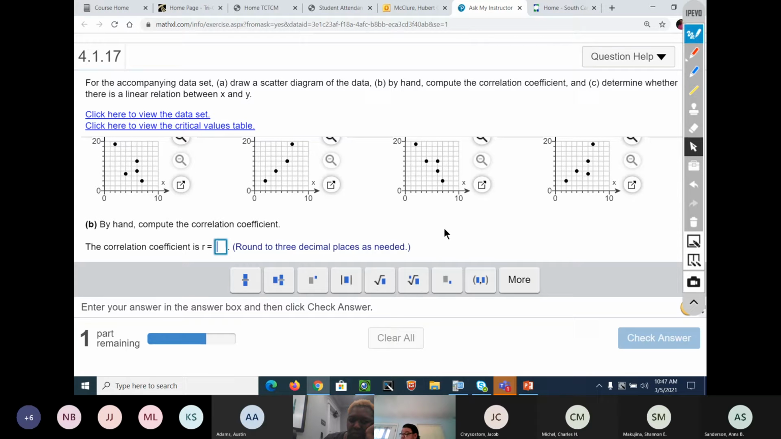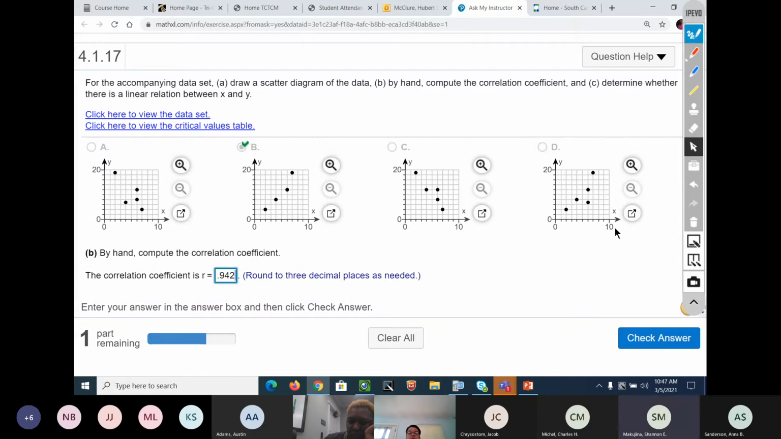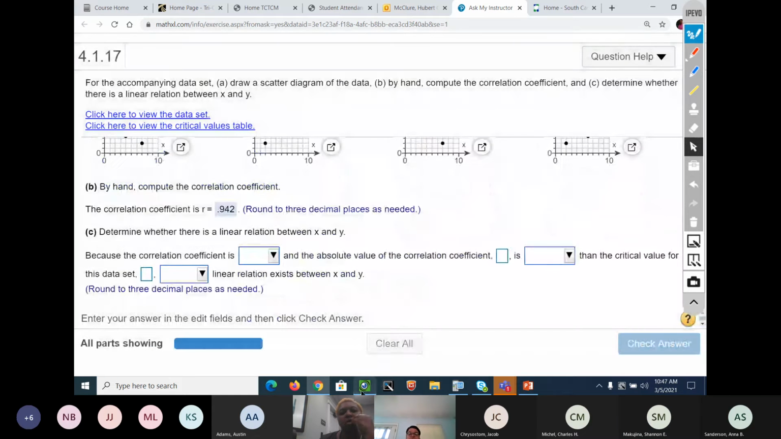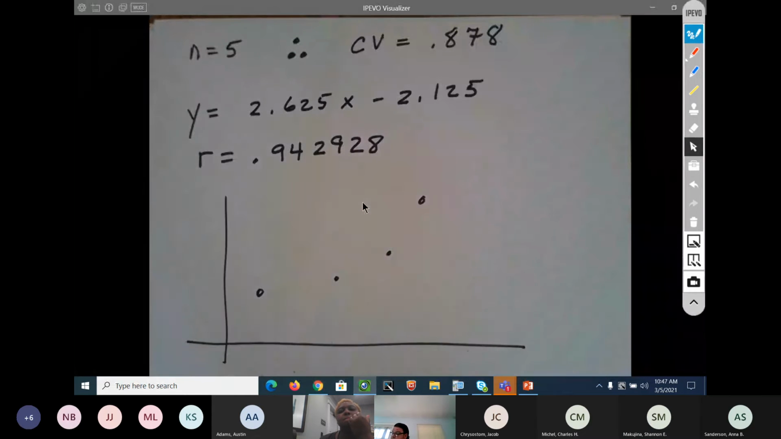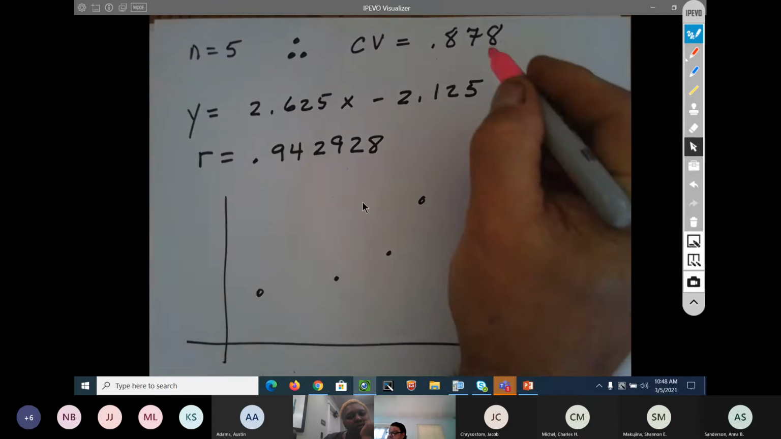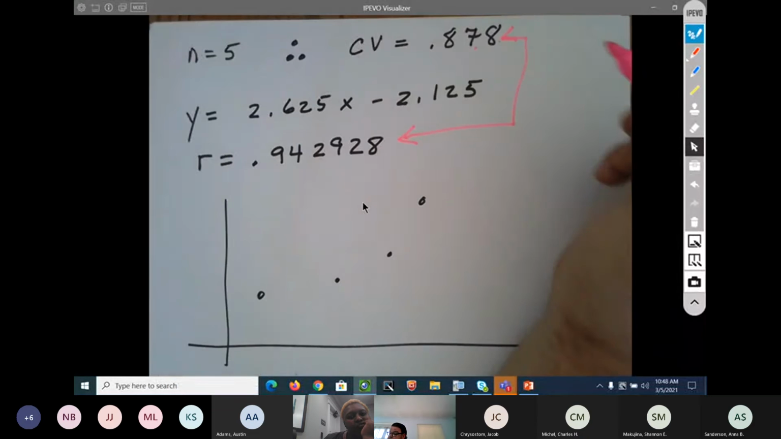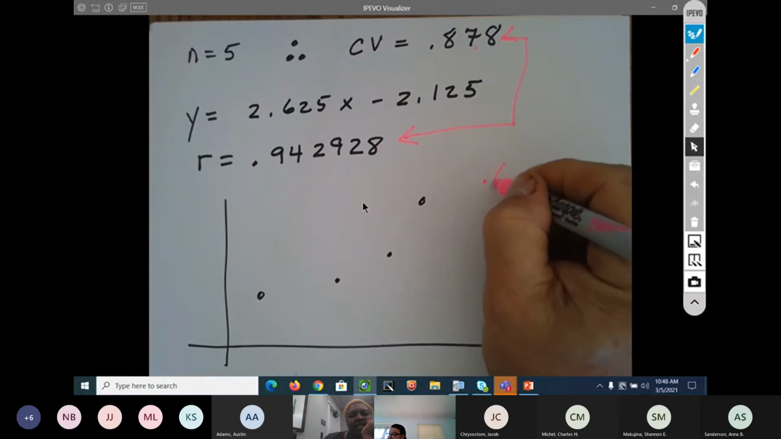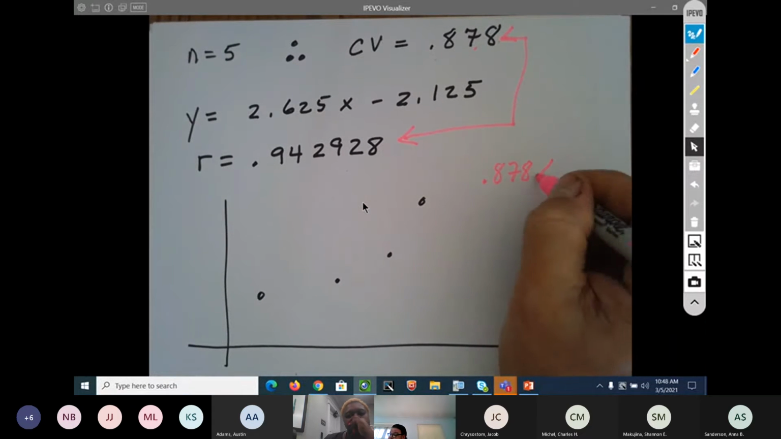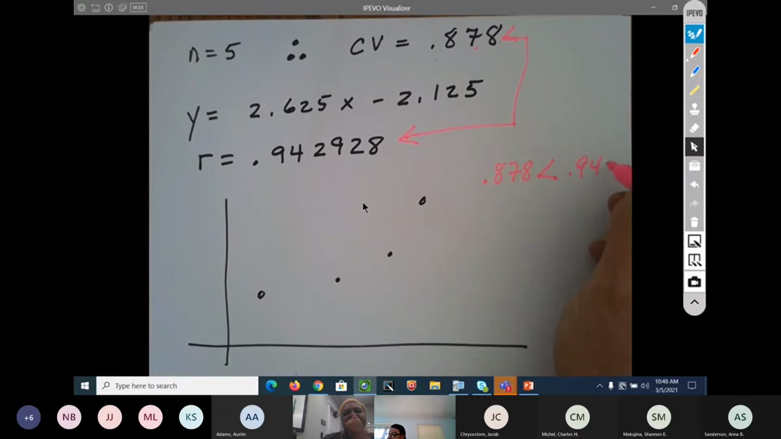3 decimal places is 0.942. Now, while we're on R, let's go back and look. What is, and I'm going to do this in pink, what is 0.878 to 0.943? 0.878 is less than, you mean, 0.943. Therefore, we have a positive correlation.